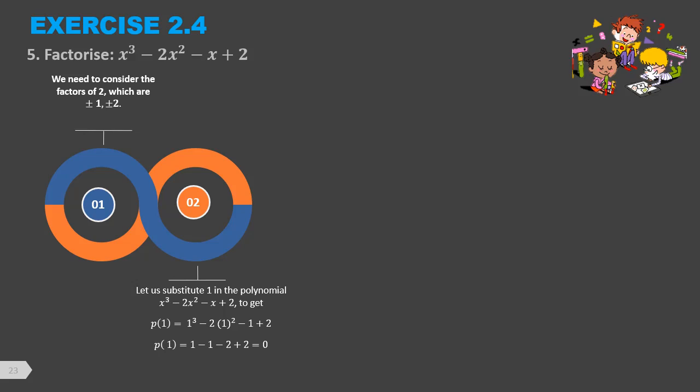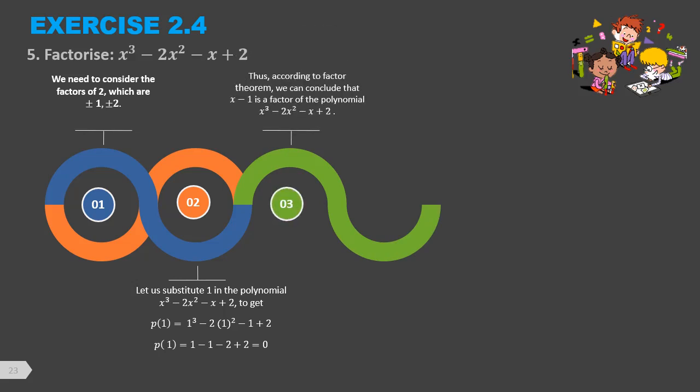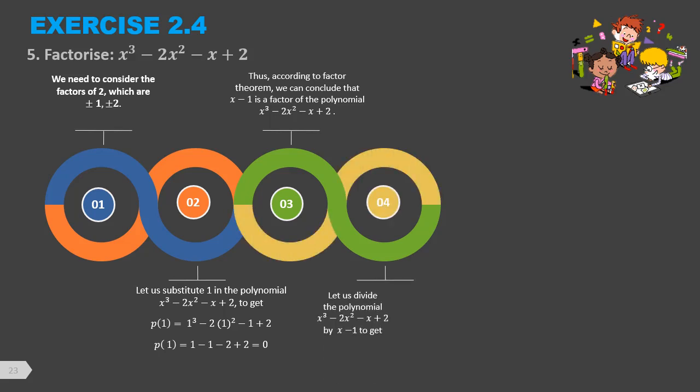When we put x equal to 1 in p of x, we get 1 cube minus 2 into 1 square minus 1 plus 2. Solving all these steps, we get at x equal to 1, p of 1 equals 0. Therefore, according to the factor theorem, we can conclude that x minus 1 is a factor of p of x. Now we have to divide the whole polynomial by x minus 1.